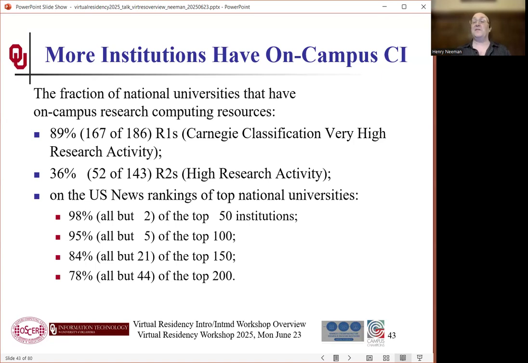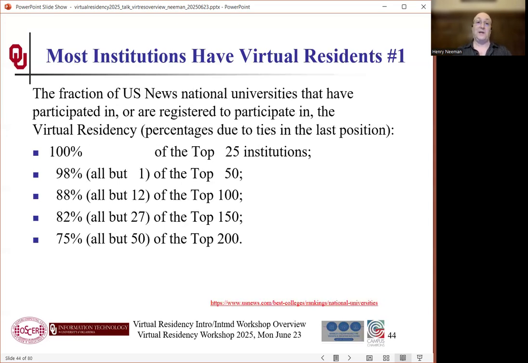Okay, now it turns out that most institutions have on-campus research computing. So I ran the numbers and I've identified 167 of the now 186 very high research activity institutions in the US under the Carnegie classification system. They just released a new one this year. 89% of them have on-campus research computing. And by the way, I've only been able to identify three so far that use commercial cloud as their primary or sole research computing offering. That is approximately unheard of. Not literally, but approximately. With R2s, high research activity institutions, 36% have on-campus research computing.